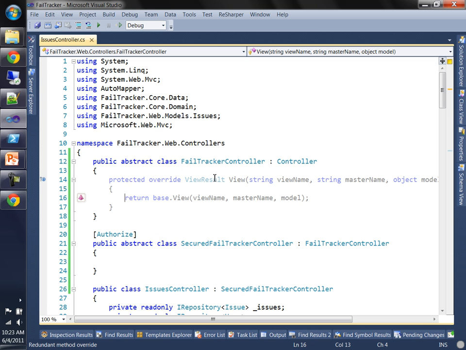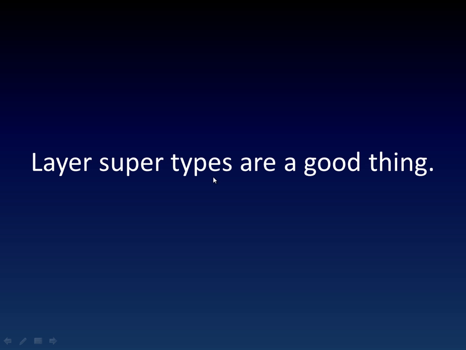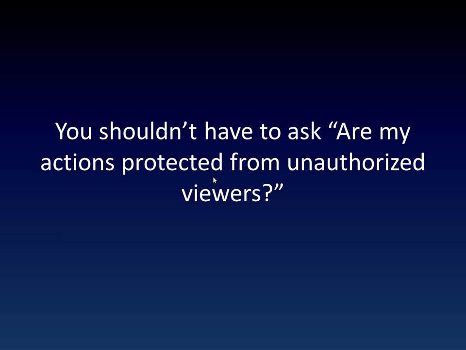So, getting into a lessons learned convention here, you shouldn't have to ask, are my actions protected from unauthorized viewers? Especially going back to the early MVC apps I did, I can't tell you how many times we released something to production where we forgot to put that authorized attribute on something. So we had a controller that was meant to only be accessible to somebody that was logged in. We forgot the attribute. It happens so many times. It's an easy thing to forget.